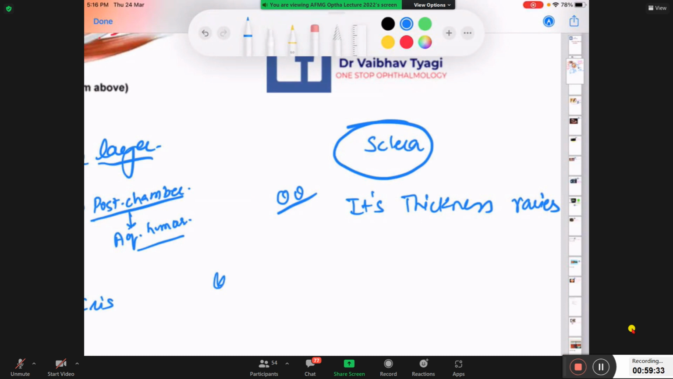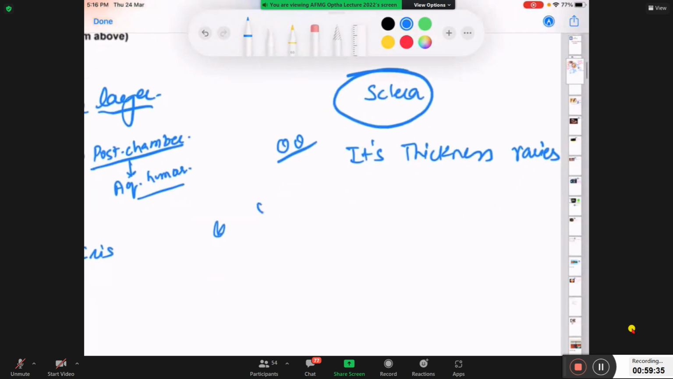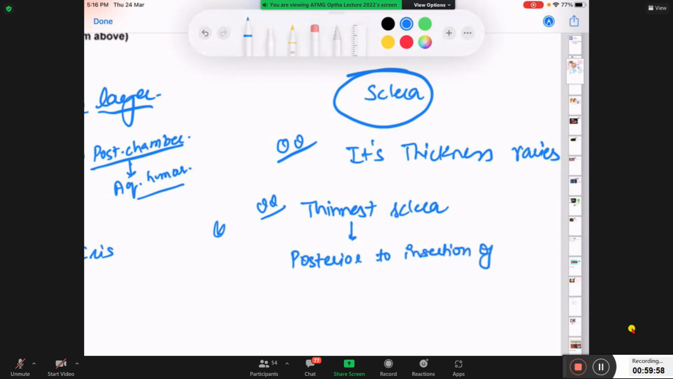Its thickness varies. Now, the question which is asked, write down, important question in sclera. They will ask you, what is the location of thinnest sclera? They will ask you the location of the thinnest part of the sclera. Then the answer is posterior to insertion of rectus muscles.